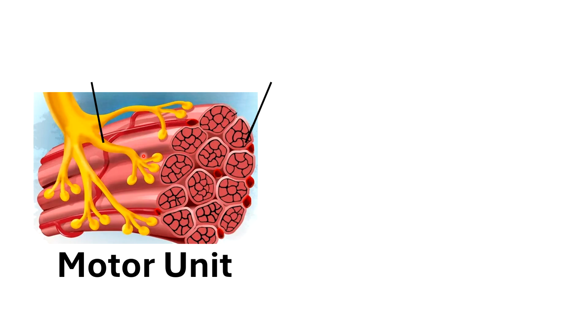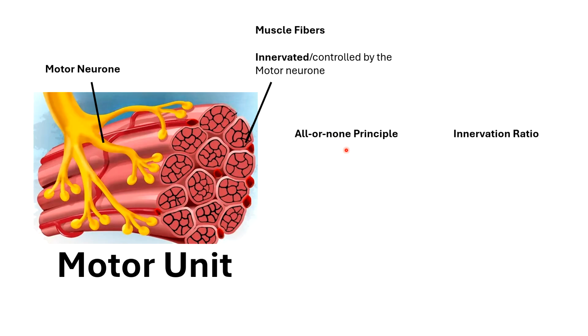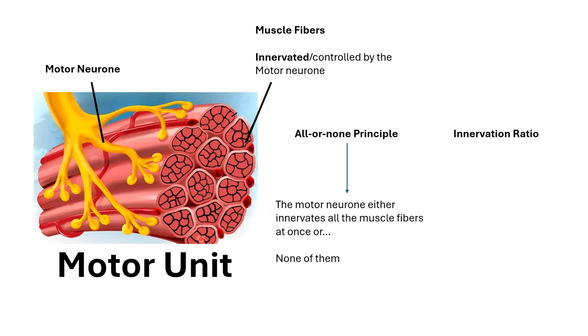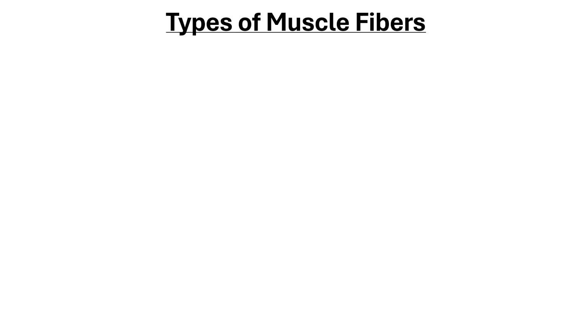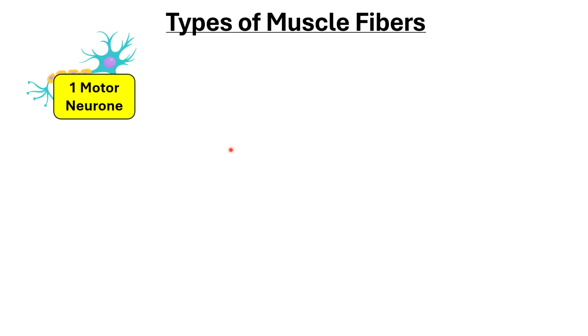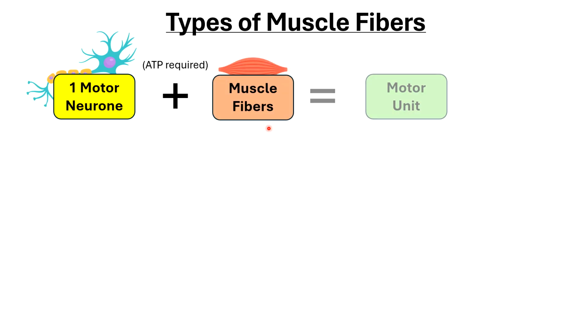A motor unit is made up of a motor neuron that controls or innervates a group of muscle fibers following the all-or-none principle, that is, it controls either all of them at once or none of them at once. The innervation ratio is how many muscle fibers this motor neuron controls, and larger muscles tend to have a higher innervation ratio. We know that a motor neuron innervates a group of muscle fibers to form a motor unit, but we also have to have in mind the different types of muscle fiber and motor unit.